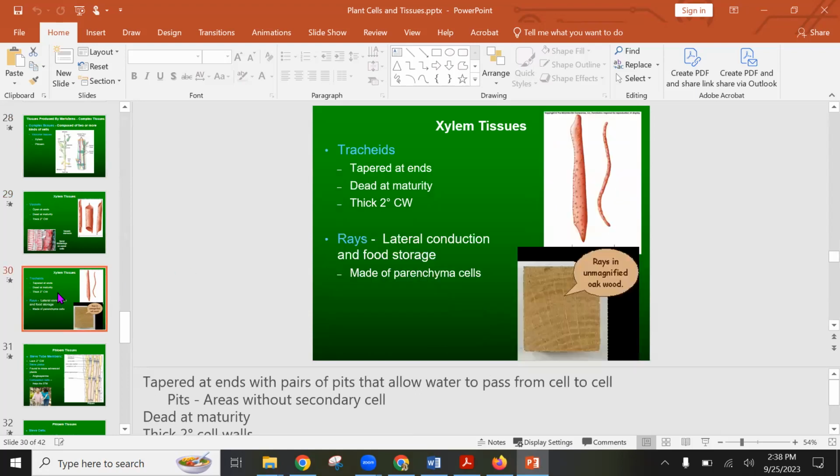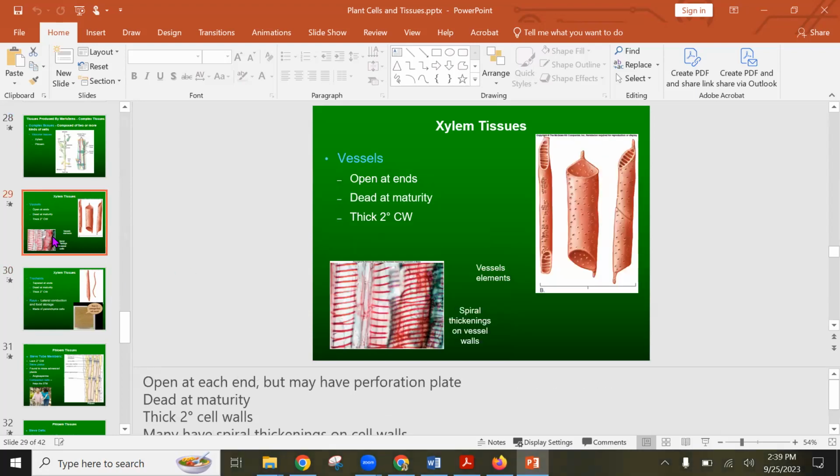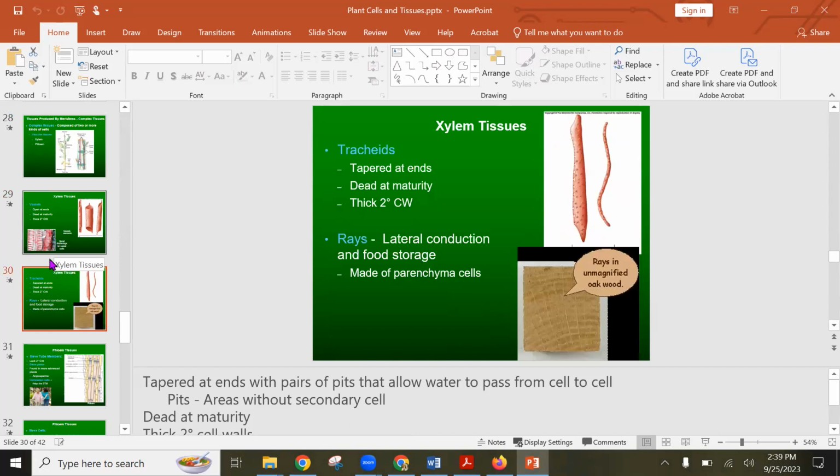And they consider the vessels more efficient. And that's one reason why they think angiosperms are so successful, because angiosperms have vessels, but gymnosperms do not, right? And so angiosperms can have both vessels and tracheids, whereas gymnosperms are limited. They just have tracheids. So knowing xylem has tracheids and vessels.